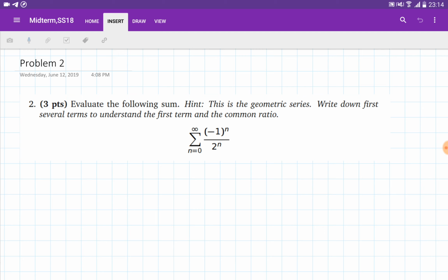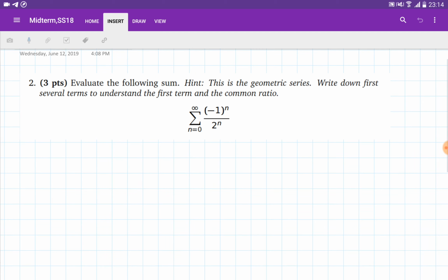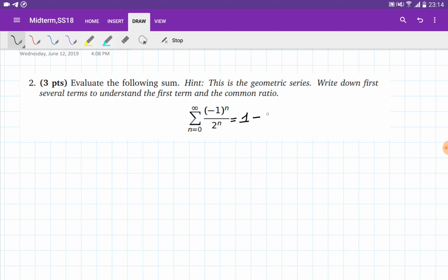The second problem is on a series. We need to evaluate the sum of the series. In order to do this, let us write down a couple of first terms. When n is equal to 0, it's simply 1, right? When n is equal to 1, it becomes minus 1 over 2. When n is equal to 2, it's going to be plus 1 over 4, then minus 1 over 8, plus 1 over 16, and so on.